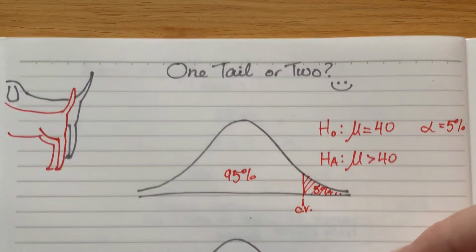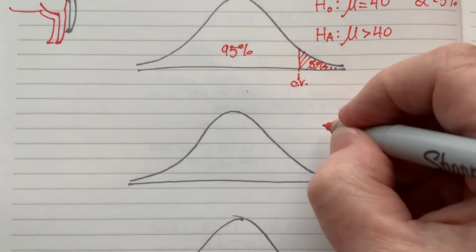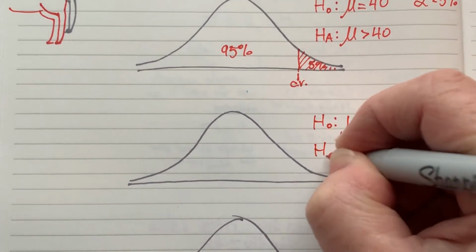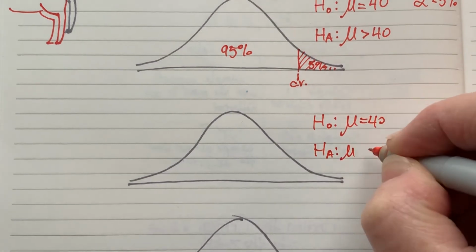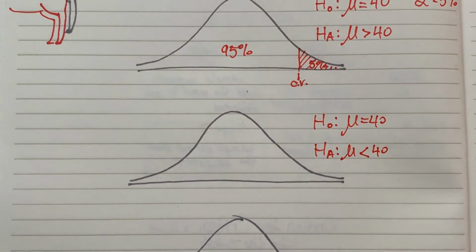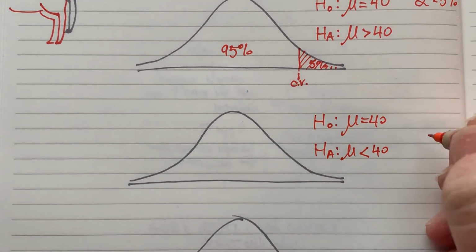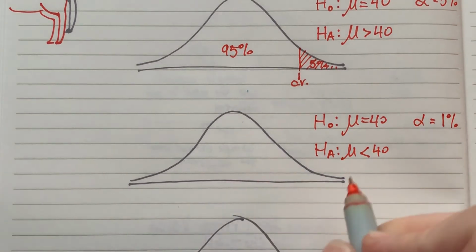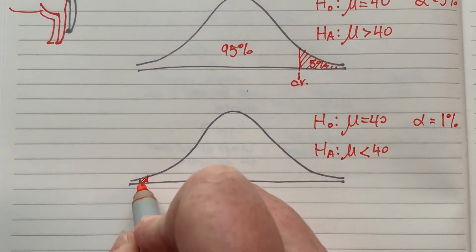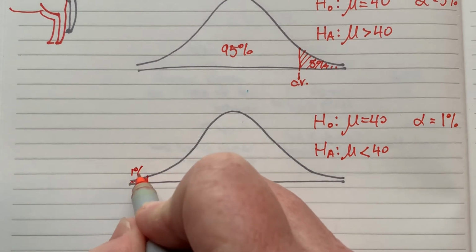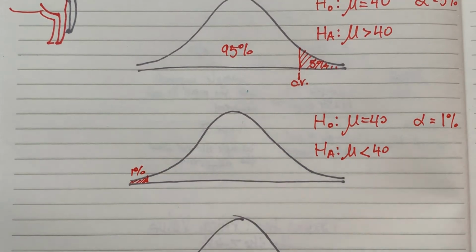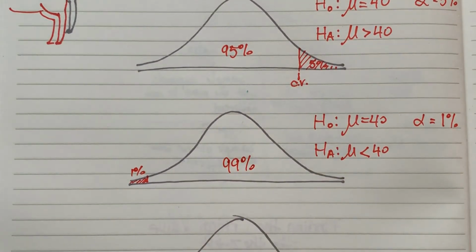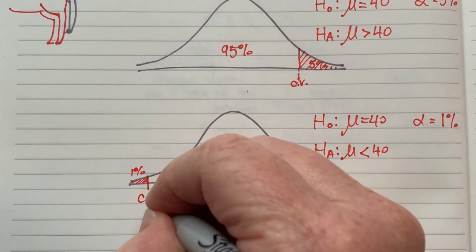Now, let's look at another one. If my null hypothesis is mu equals 40 and my alternate hypothesis is less than 40, then I am having a left tail. Now, if my alpha is now 1%, then it's going to be 1% under the curve over here. I'm going to write it above, I don't have room to write it inside. And the rest of this non-critical region is going to be 99%. And that's going to be my critical value, my CV.